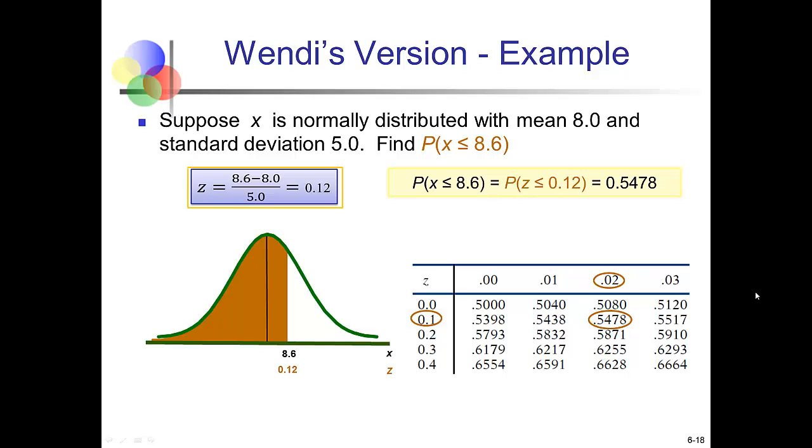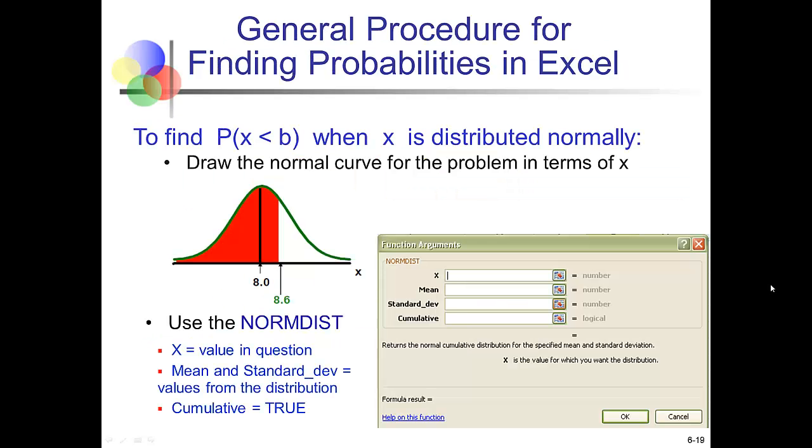Now this works really well if we're interested in the probability to the left of a number. But if we're interested in the probability to the right of the number, we are going to have to subtract from 1. And if we're interested in the probability between two numbers, we're going to have to subtract those two probabilities from each other. Excel actually thinks the same way as Wendy's version of the table. It's going to find the probability of being to the left of some x value when x is normally distributed.